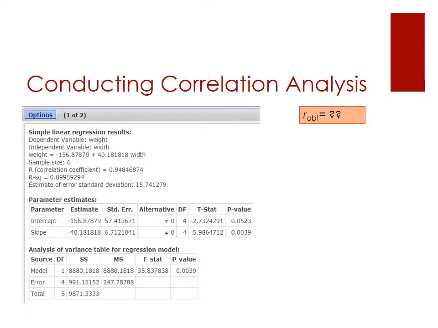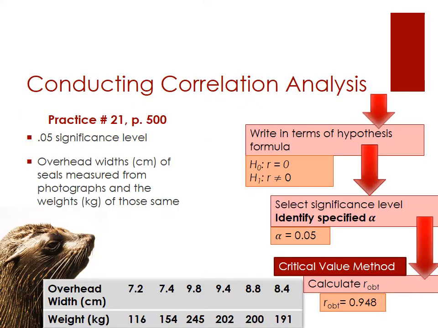And you should get an output that looks something like this. So when we're looking at this, what is going to be my R obtained from this output? Here is my StatCrunch output. What is my R obtained value here? It is going to be 0.948. Okay, so that I'm going to bring over, put that back in. So I've got my R obtained is 0.948.